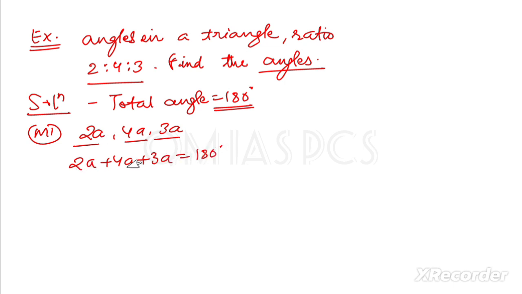When you add this, it will be 9a is equal to 180. So a is equal to 180 by 9, because right now a is in multiplication form, so 9 goes to the denominator. We have done this basic calculation before. When you divide, it will be 20 degrees. This a that we have considered is 20 degrees.